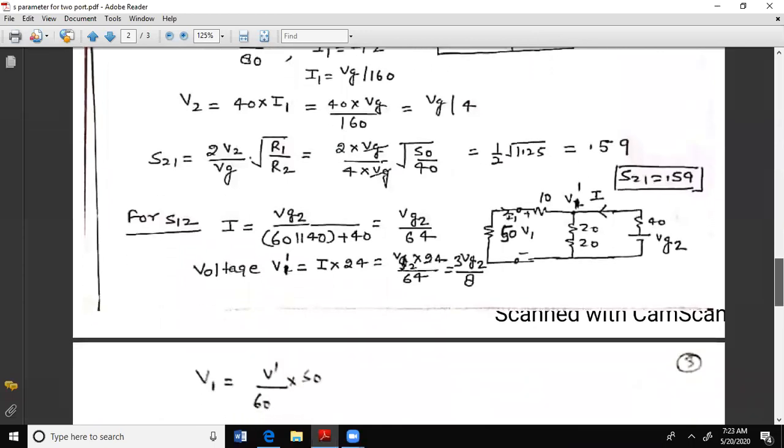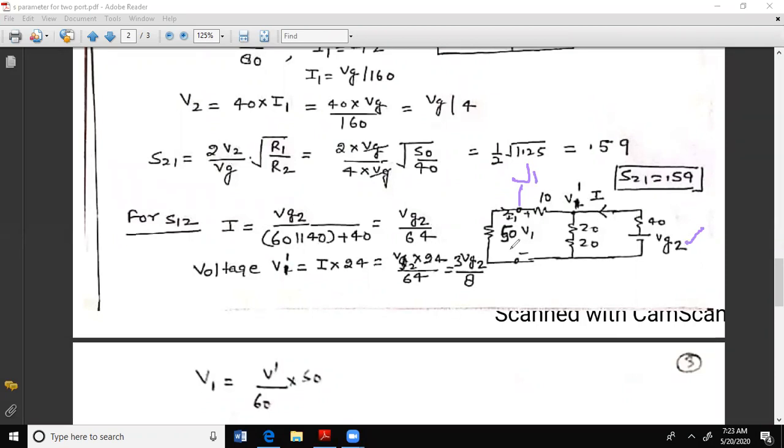So that is my fourth case, S12. So in the case of S12, the output voltage Vg2 is applied, with impedance 40. This is 20 and 20. Suppose this current is I, and we have to calculate the value of V1. In this case, when we are considering the output port, we have to calculate the V1 value in terms of Vg2. So first see what the current I is.